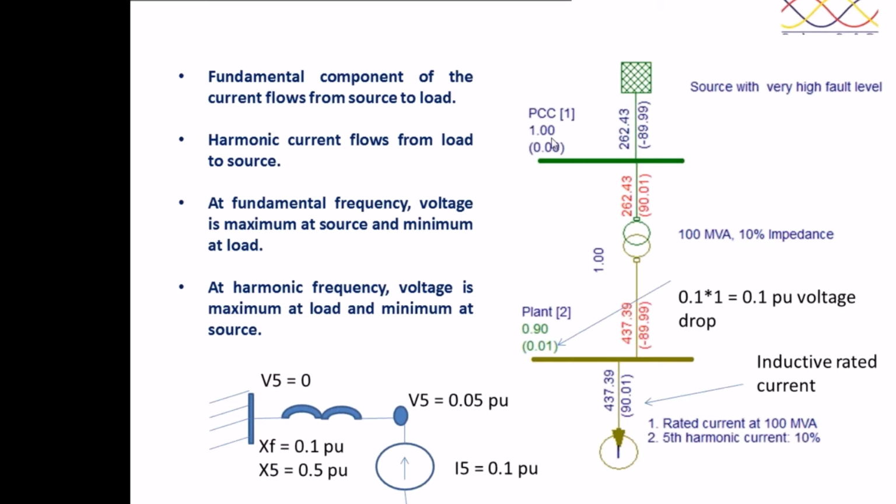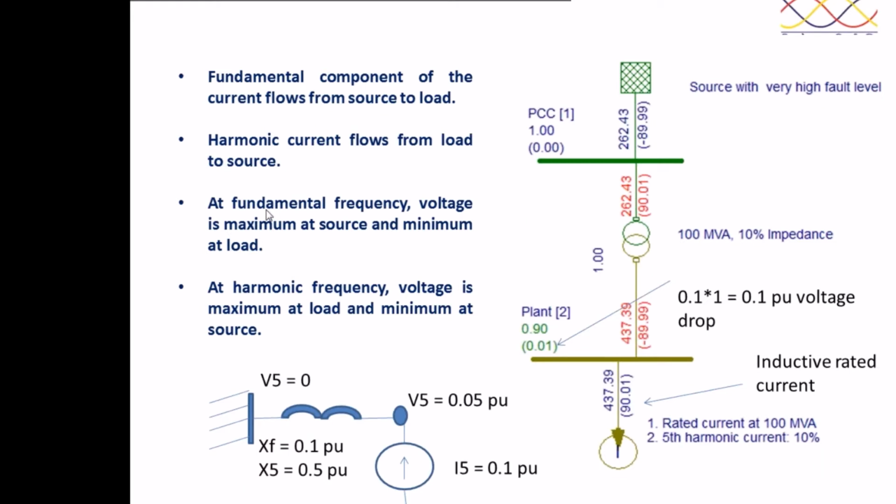The voltage here is 1 per unit. 100 MVA 10% impedance is the transformer impedance. Therefore, when you draw the inductive current of 1 per unit, because you are drawing the 100 MVA current, 1 per unit current on 0.1 per unit, the voltage drop will be 0.1 per unit. Therefore, at the PCC, if the voltage is 1 per unit, at the plant, voltage will be 0.9 per unit.